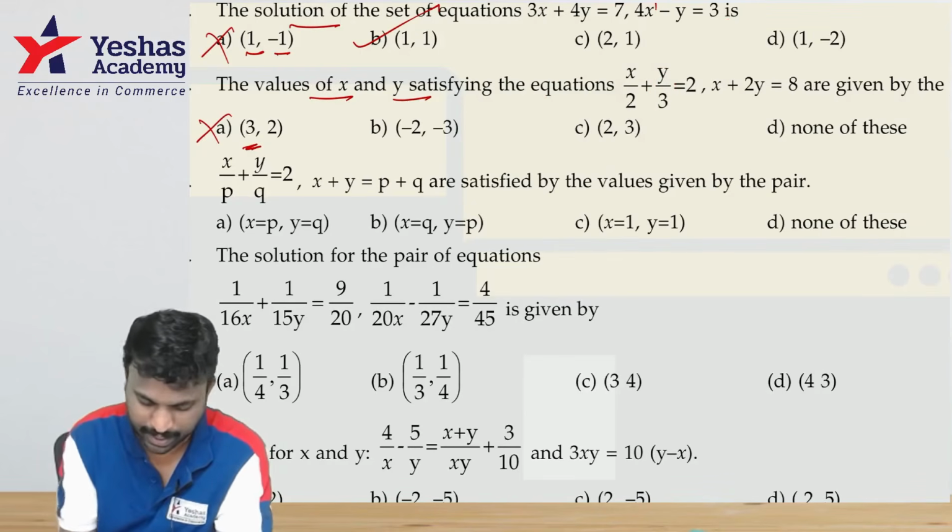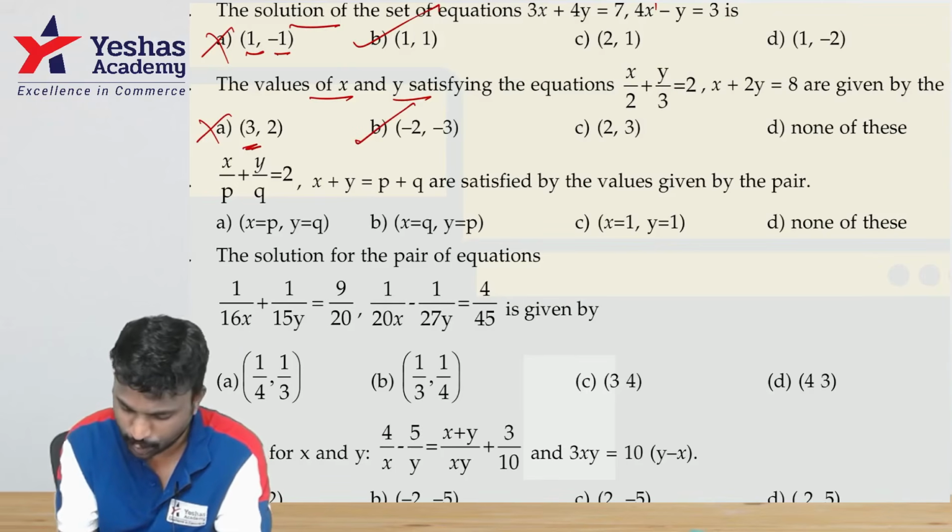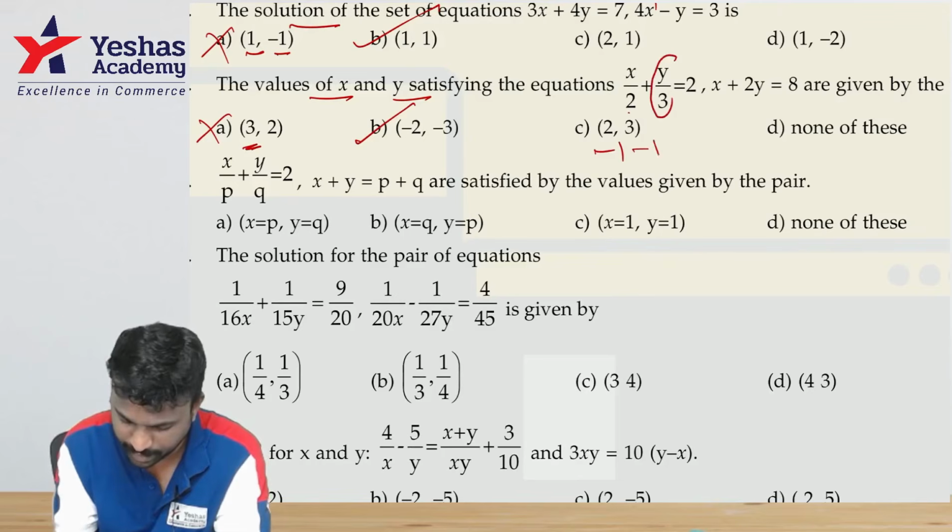Have you understood? Guys, let us check option B now. Guys, minus 2 divided by 2 is minus 1, minus 3 divided by 3 is minus 1, minus 1 minus 1 is minus 2, but what have they given?